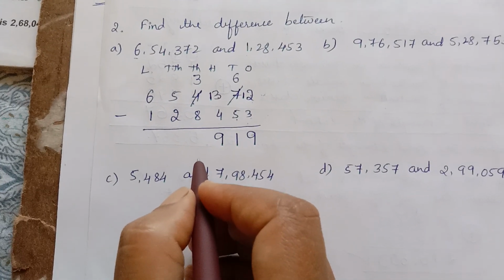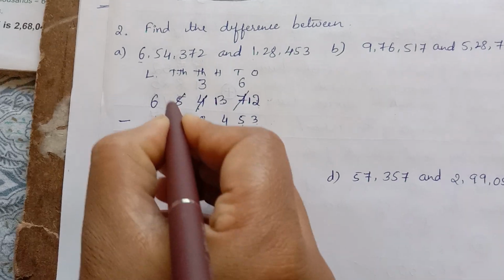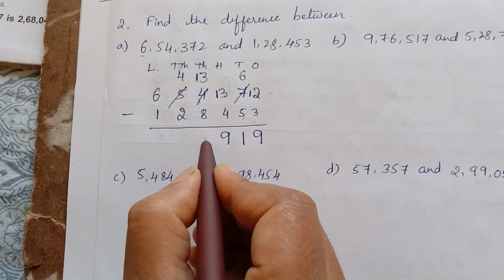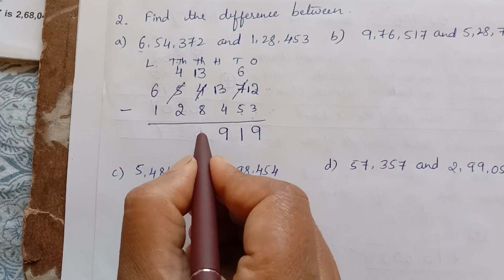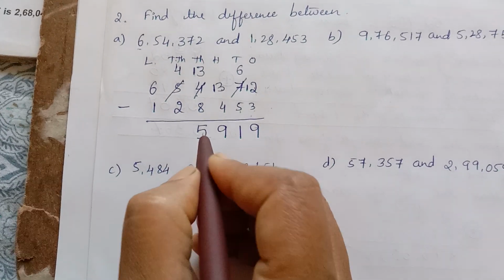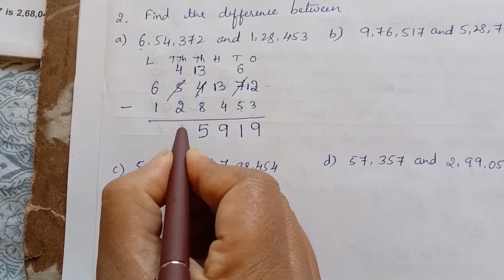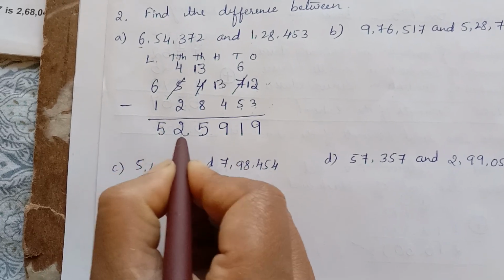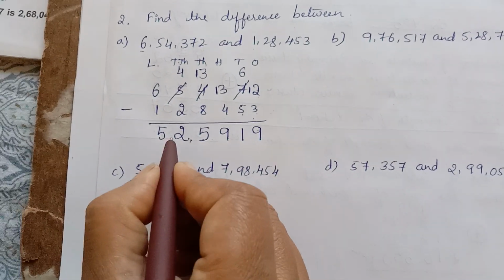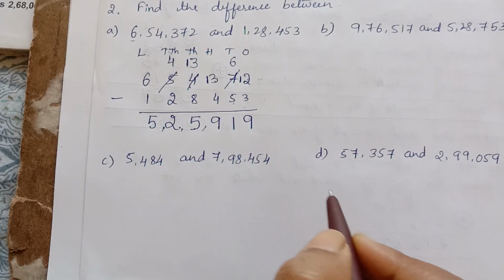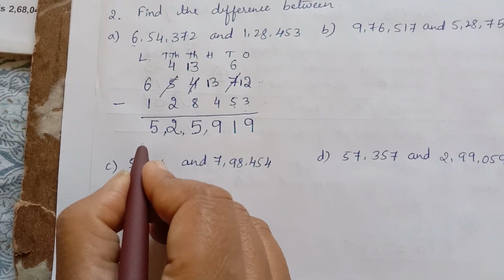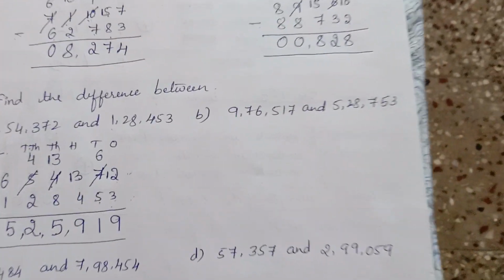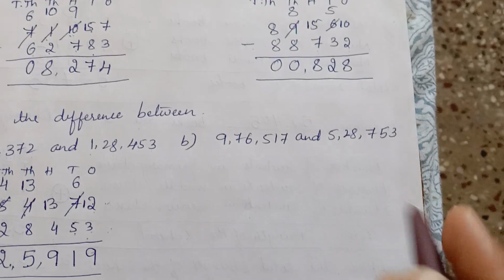3 minus 8 not possible. 5 becomes 4. 3 becomes 13. 13 minus 8 is 5. 4 minus 2 is 2. 6 minus 1 is 5. 5,25,919 is the difference between these two numbers. Okay, move on to the second one.